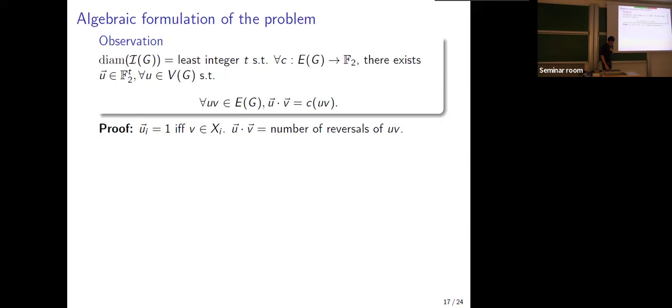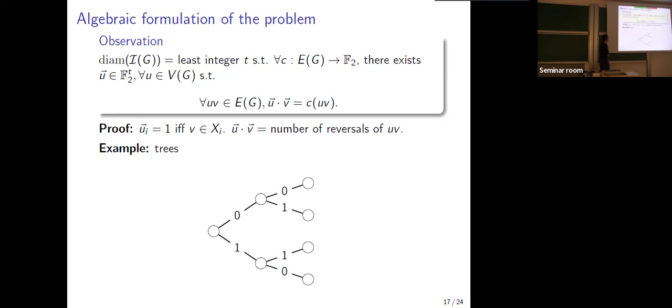So this observation is quite useful for us because now we can do some greedy algorithms to find our inversions. We'll find for every vertex its vector.